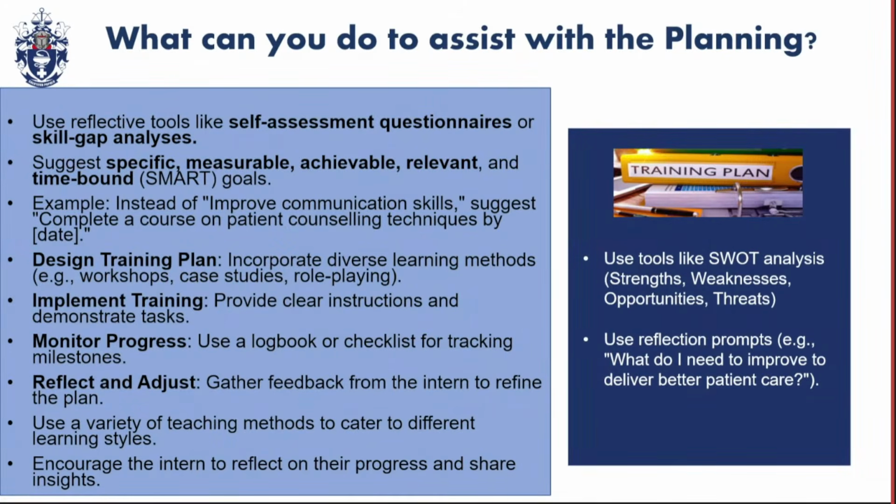So you could use reflective tools such as self-assessment questionnaires or skill gap analysis, and suggest specific, measurable, achievable, relevant and time-bound goals. We all know the SMART goals. So for example, instead of saying improve communication skills, you could suggest complete a course on patient counseling techniques. And we live in an information age where information is accessible at our fingertips. So literally going online, they could easily find or have access to such information.